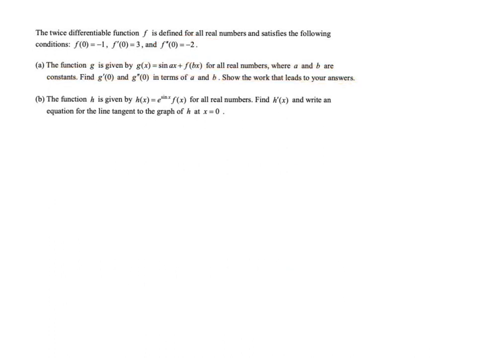In B, the function h is given by h equals e to the negative sine of x times f of x for all real numbers. We're supposed to find h prime of x and write an equation for the line tangent to h at x equals 0. Okay, so first things first, let's do h prime. We're just going to go through our derivative process and see what we can come up with here.